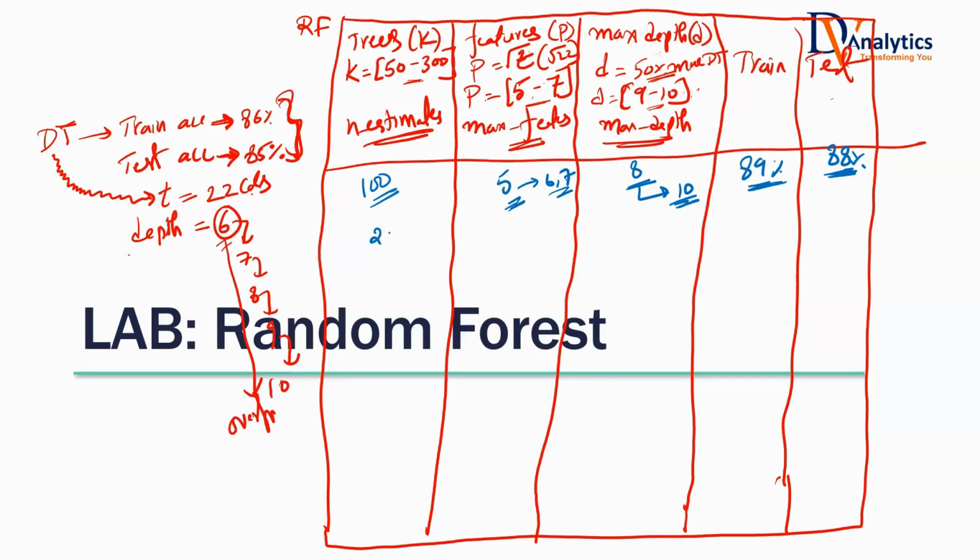N estimate is 250, not bad. It's safe to be giving us a higher value. Max feature 7, that is not bad. Max depth 10, this looks good. This also looks good, very near to the optimal values.